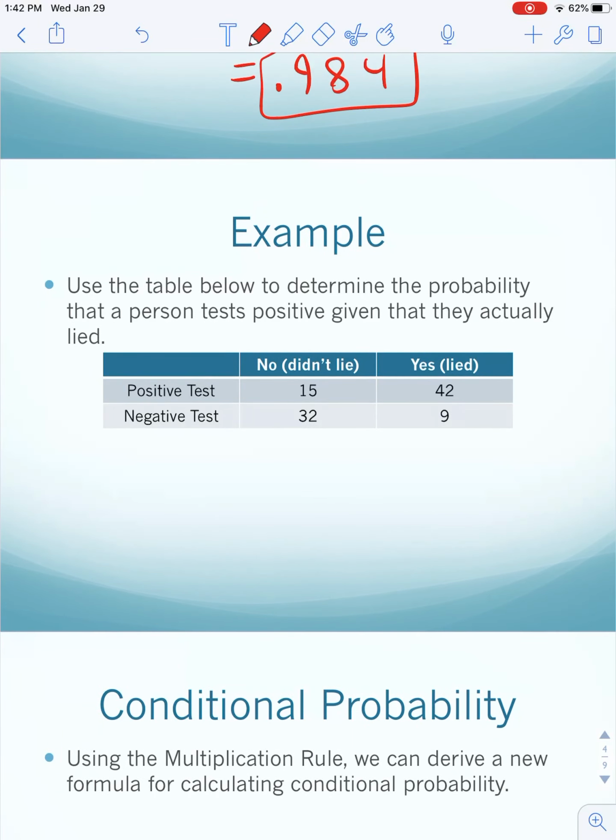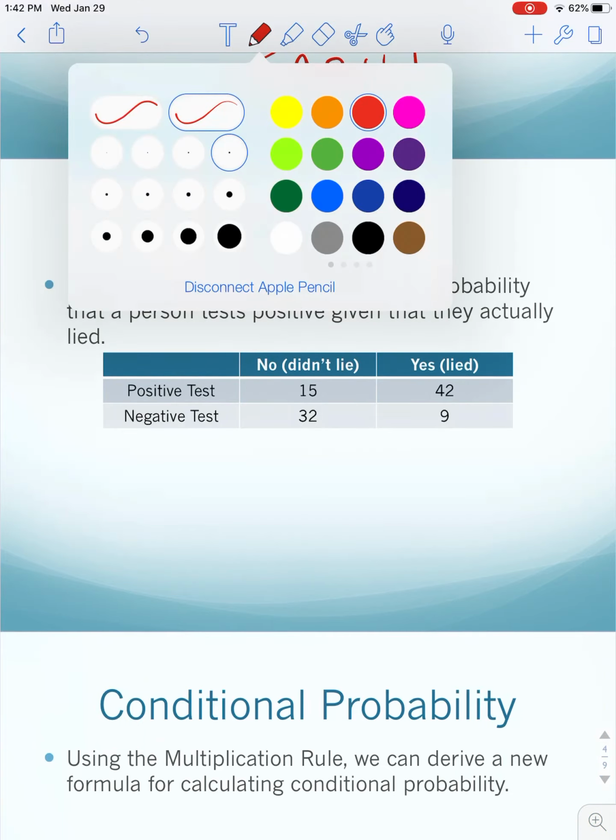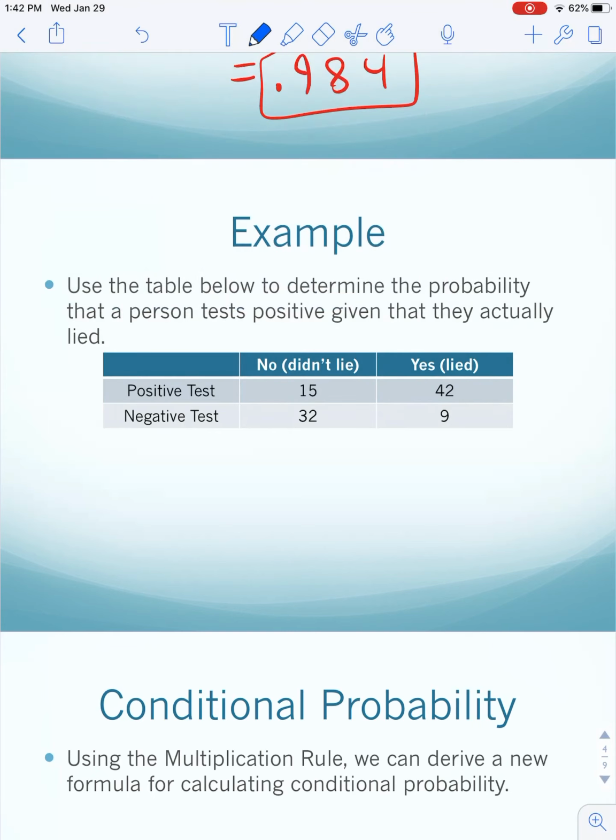So this is a different gear. We're going to change gears here and look at something else as we work towards another formula that we need to learn today. They ask us, what's the probability that a person tests positive given that they lied? When you say given that they lied, we know we're talking about this group of people. These people didn't lie, so we're not talking about them. We're talking about the liars.